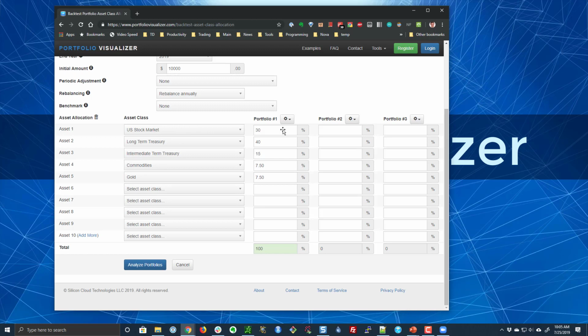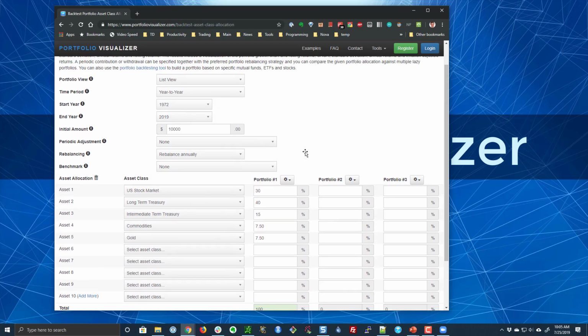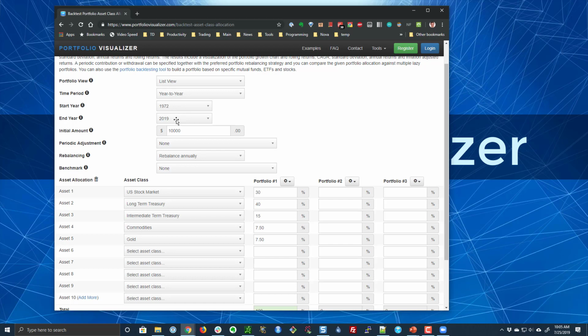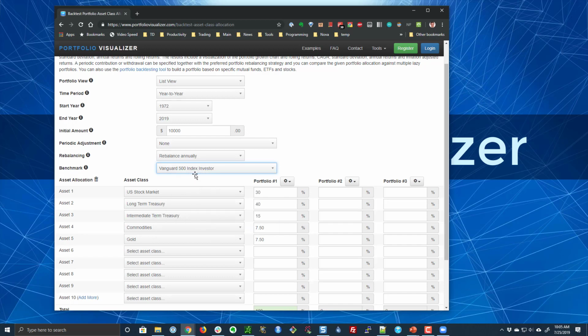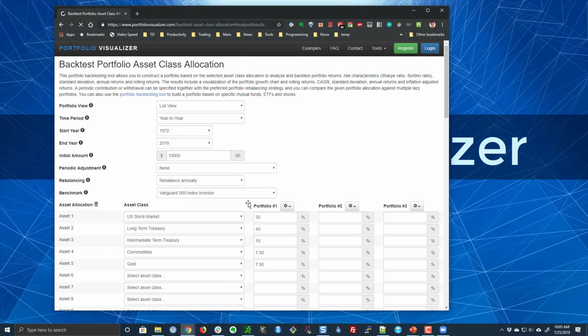So you can see it's 30% in the US stock market, 40% in long-term treasuries, 15% intermediate-term treasuries, 7.5% in commodities, 7.5% in gold. All right. This is simply going back as far as it can, starting off at $10,000, rebalancing annually, right? So quite relaxed. And actually, I'm going to use a benchmark of just the market. Just think of this as SPX. And that's it. I'm going to click on Analyze.